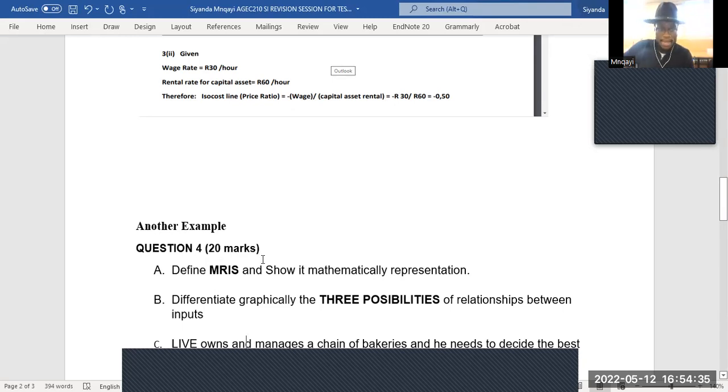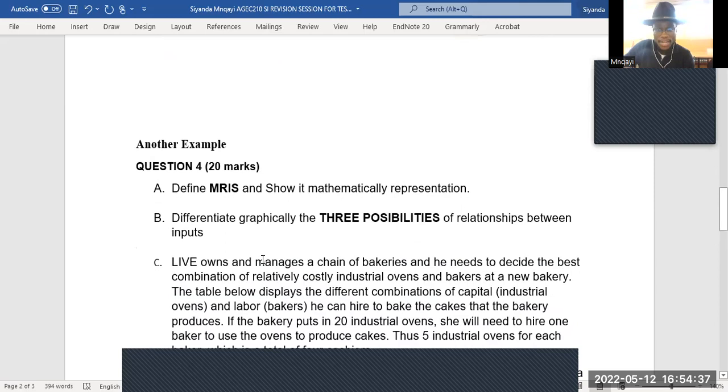So these questions could come in a format where you have to define the marginal rate of input substitution and show its mathematical representation. You know what it is: a change in x1 over the change in x2, because it is based on the input substitution, not the product substitution. Then we have to differentiate graphically the 3 possibilities of relationship between the inputs.